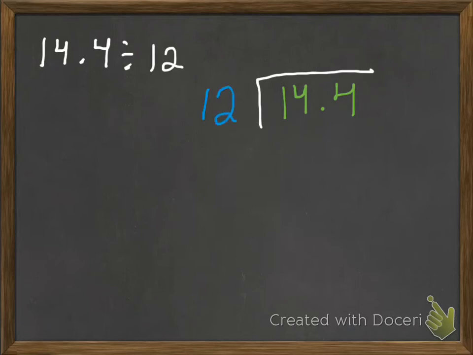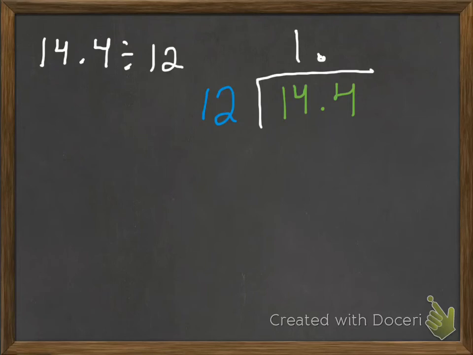Okay. So can 12 go into 14? Well, I keep on forgetting my decimal. There we go. Can 12 go into 1? No, it cannot. 12 cannot go into 1. But it can go into 14. How many times can it go into 14? It can go in there once. So we're going to say once.